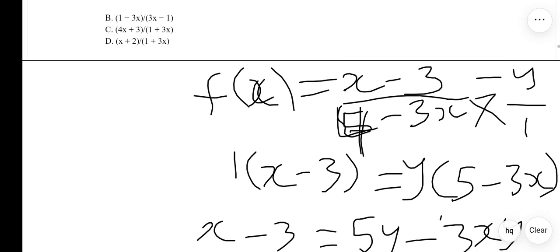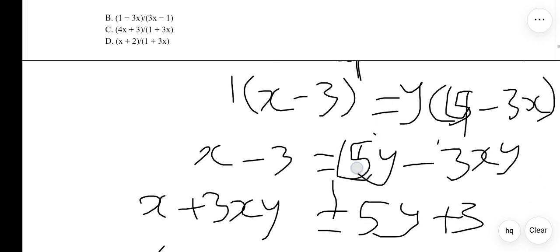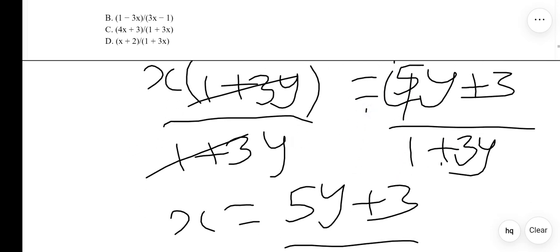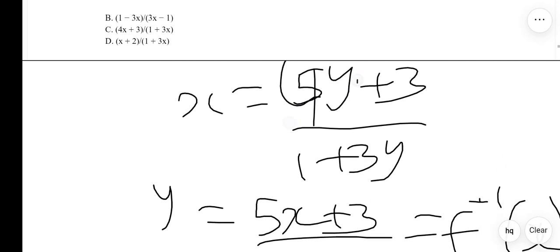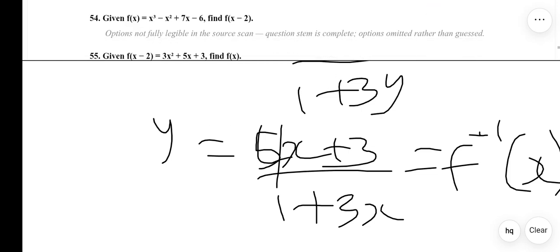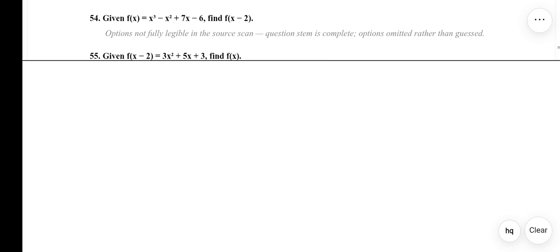Yeah, so when I cross multiply, this is supposed to be 4 here. So this is supposed to be 4y. That is where the mistake originated from. So this place is supposed to be 4. This place is supposed to be 4. So the answer is supposed to be 4x plus 3 all over 1 plus 3x, which is option C. So the mistake was from me. So this does not have an option, but this is how we solve it.